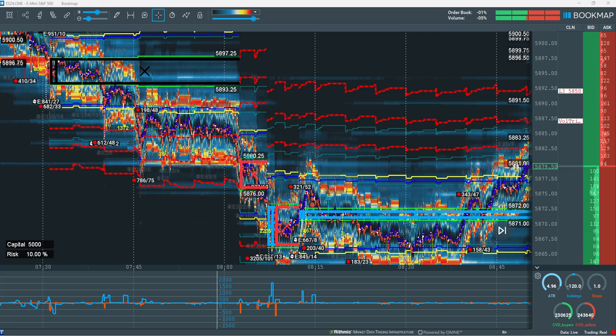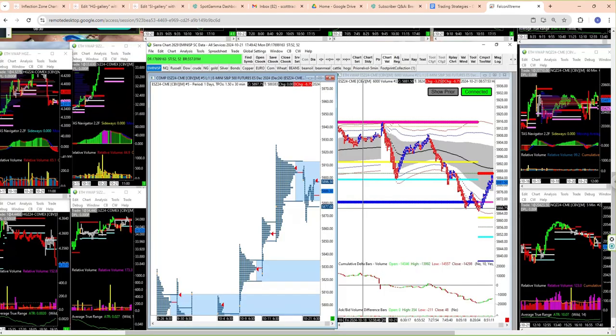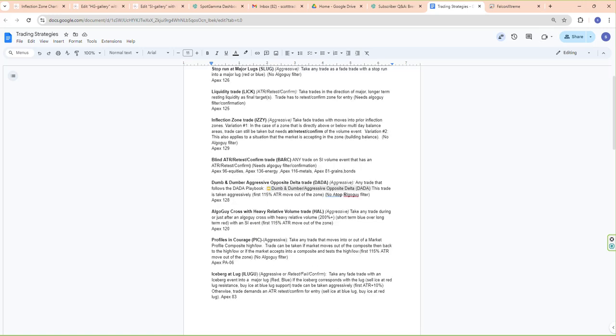This is ES. We had a sell ice event early on, right after the open, and I took three different strategies here. One was the bark and lick. So when I say strategies, I'm referring to these trading strategies. These are my important areas that I look for volume events to confirm those areas are still important.